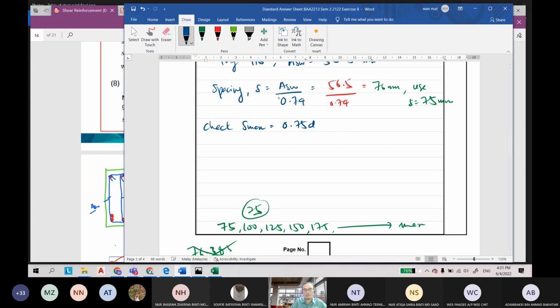So S maximum is equal to 0.75 times D. Our D is 500. So what is our S maximum? Anybody have the answer? 375. Okay, good. Thank you. 375.